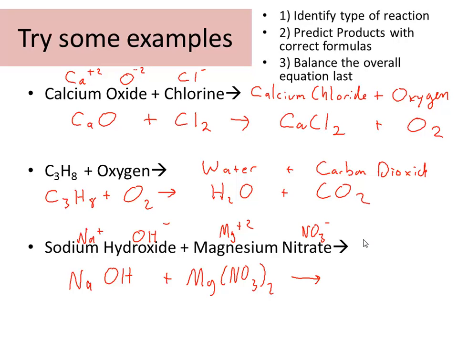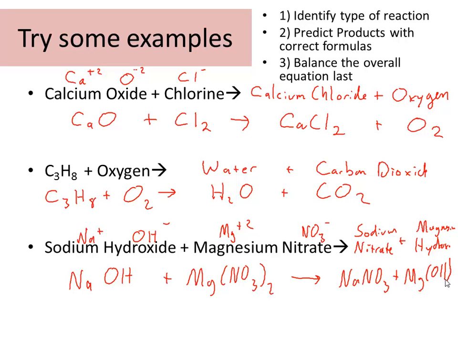How do you know? What's true about? Yeah, positives go with negative. Opposites attract. So we have sodium nitrate. And what's the other product going to be called? Magnesium hydroxide. Good work. So we left with NaNO3 plus Mg(OH)2. Wait, so it's sodium, magnesium?